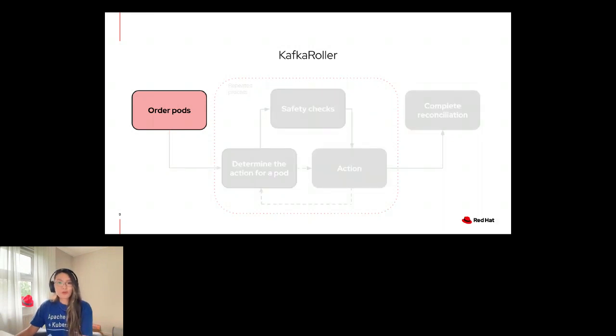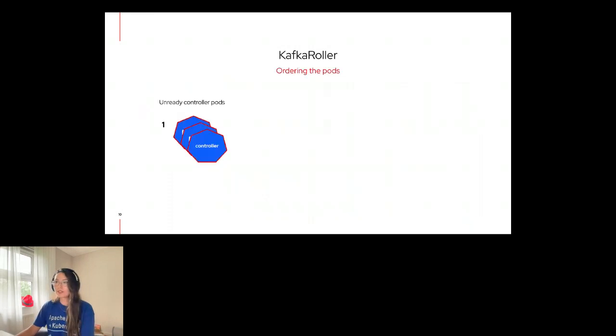Okay, so let's walk through each of these steps. Let's have a look at how KafkaRoller orders the pods. KafkaRoller always attempts to restart the unready pods first, because like I said, it tries to recover the unhealthy pods before doing anything else with them. We also don't want to restart any of the healthy pods in case they break as well. So this is why we do them first.